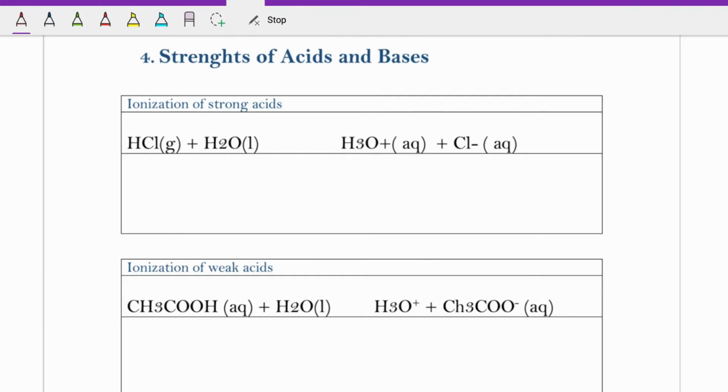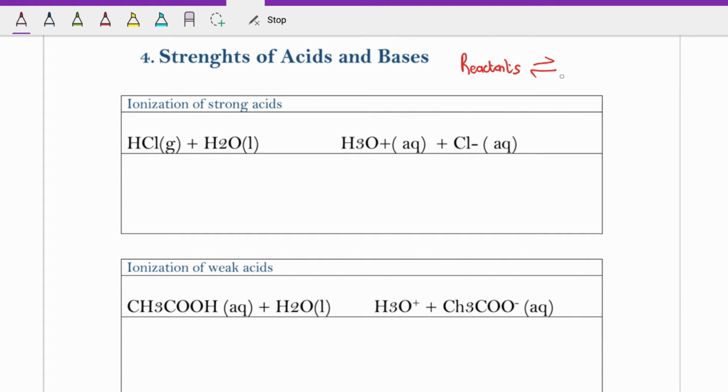Hi guys, so in this video we're going to look at the strengths of acids and bases in terms of their equilibrium constants and in terms of their ionization and dissociation strengths. So first of all, something that you need to know is when we look at an equilibrium reaction, you always start with reactants, okay? And the reactants then can undergo a forward reaction as well as a reverse reaction.